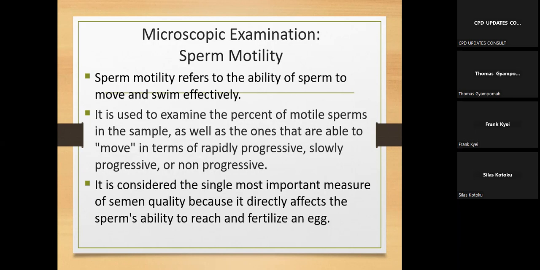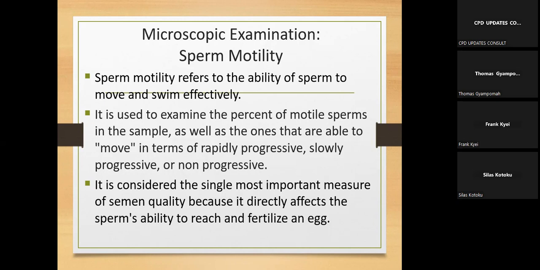You are not talking about those who are moving fast or those who are not moving fast. You're talking about motion, and every motion, whether it's stationary motion or forward motion, all of them inclusive. That gives you your total motility. It is considered the single most important measure of semen quality because it directly affects the sperm's ability to reach and fertilize an egg.